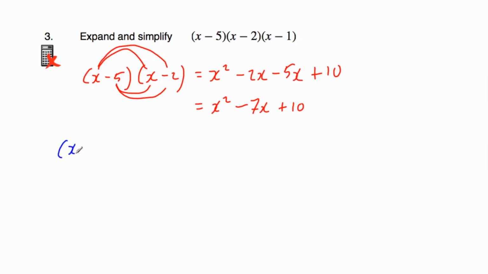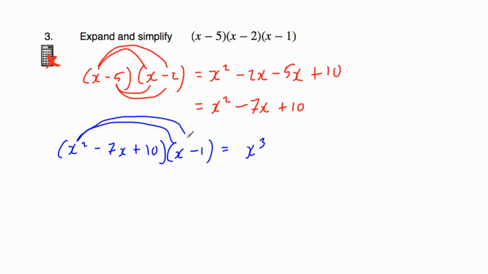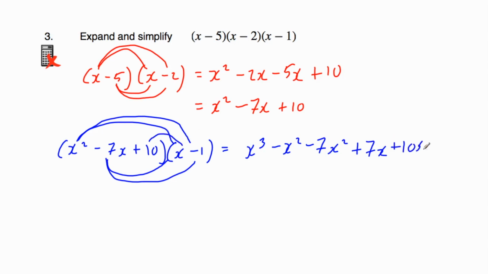So we've got our x squared minus 7x plus 10, and we're going to multiply that by x minus 1. So when we expand these, we get x squared times x is x cubed. X squared times minus 1 will be minus x squared. Minus 7x times x will be minus 7x squared. Minus 7x times minus 1, well, negative times a negative is a positive, so plus 7x. And then finally, we've got our plus 10, so 10 times x will be plus 10x. And we've got our 10 times our minus 1, that's going to be minus 10.